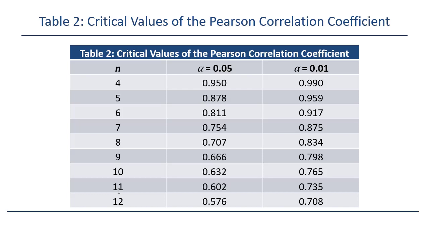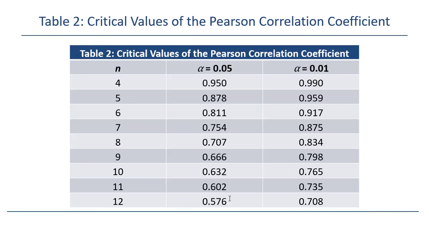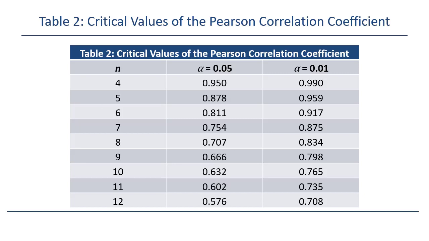Okay, N is your sample size. So in our previous example, right, we had 1, 2, 3, 4, 5, 6, 7, 8, 9, 10, 11, 12 pairs of data. So our sample size is 12. If we go to 12, it says here that if we want to be 95% confident, right, have an error rate of only 5%, our R needs to be above 0.576. Well, in fact, it was 0.5763. It was just barely above it. So it's just barely considered statistically significant at the 5%. It's definitely not at the 1%.